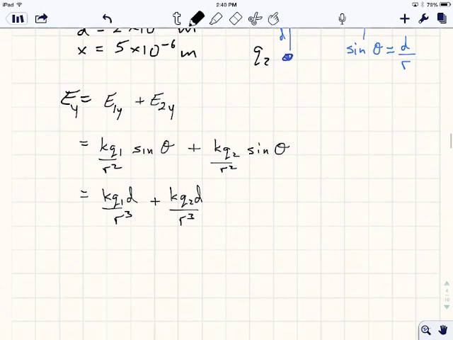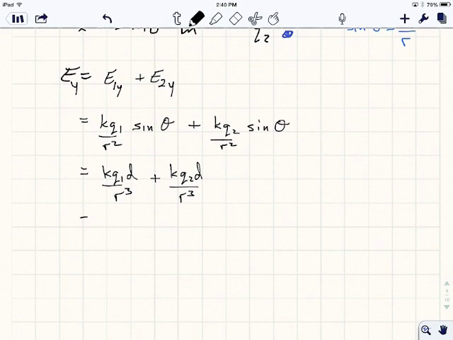And in order to get the magnitude of the electric field, all I have to do is plug in the values. So I'll let you do that, and then in class I will check your answer. You can pause the video here until you're done calculating and then move on.